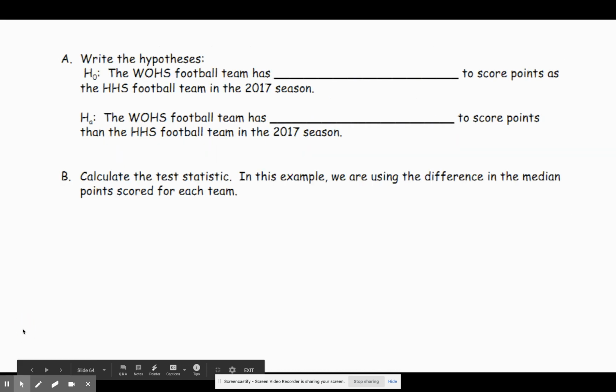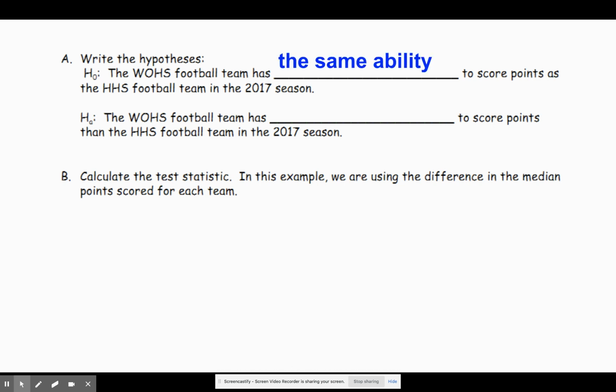So we'll start by writing our hypotheses. Our null hypothesis is that West Ottawa's football team has the same ability to score points as Holland's football team. Our alternative is what we suspect might be true, which is that West Ottawa's football team has a greater ability to score points than Holland did in the 2017 season. And remember when you write your hypotheses that it has to be stated in terms of their ability to do something. In this case, it's their ability to score points. And we're specific about who and when we're referring to. So it's not West Ottawa and Holland for all time, but it's specific to the 2017 season.